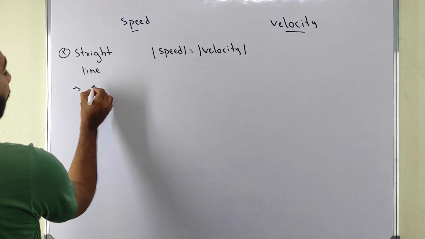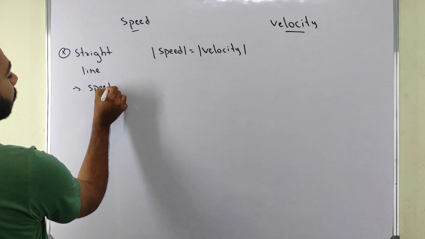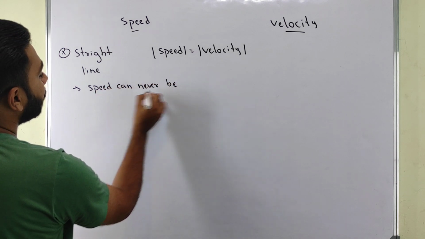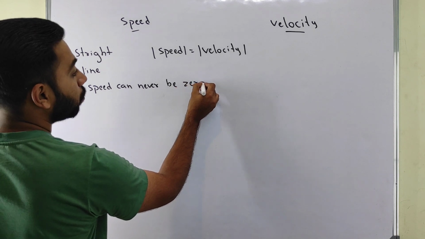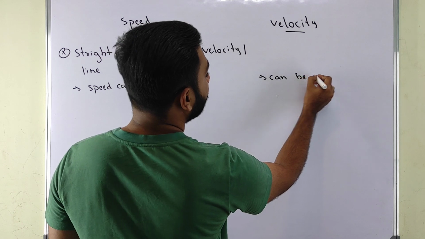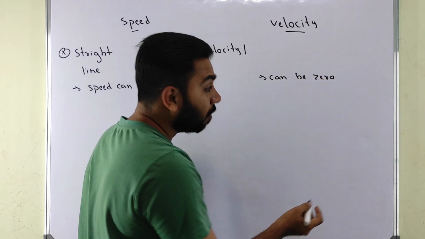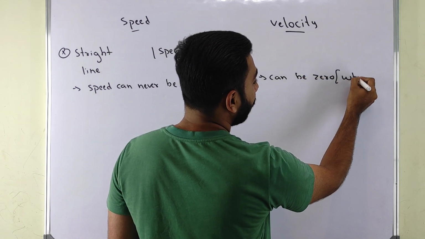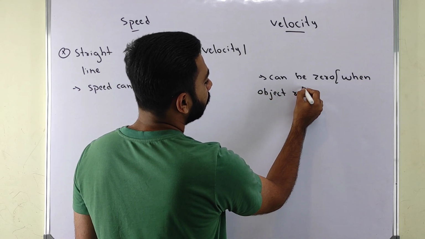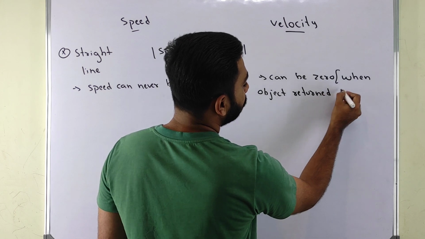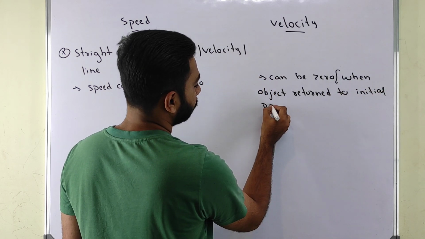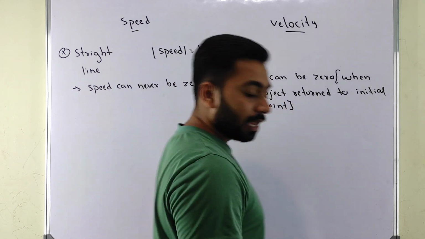And the next point: our speed can never be 0. Yes, of course. But velocity can be 0. Velocity can be 0 when the object returns to the initial point. Initial point. Yes, of course.